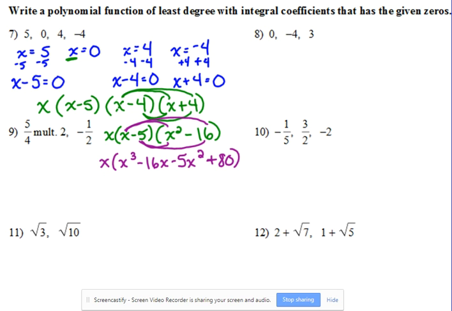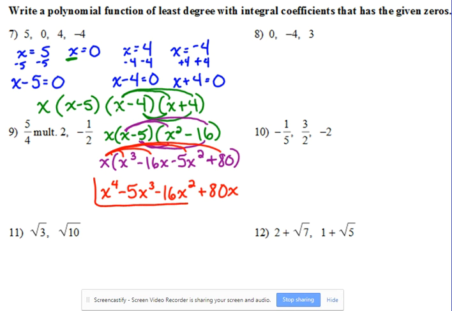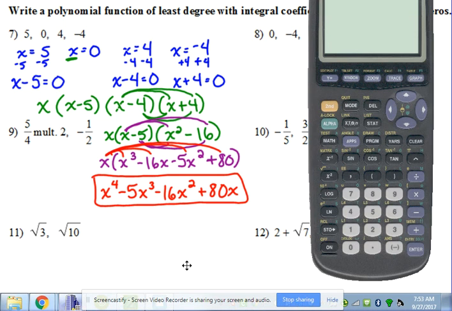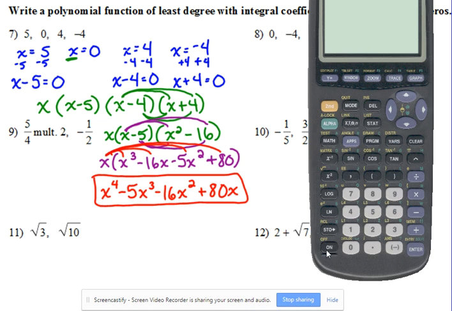Okay, we don't have any like terms to combine right here. We've got x cubed, x squared, and a constant. There's nothing to combine like there normally is. So we're almost there. Last step, we've got to distribute the x. So x times x cubed is x to the 4th. I like it in standard form, so I'm going to go ahead and multiply the x times the negative 5x squared to get negative 5x cubed. And then x times negative 16x is negative 16x squared. And then finally, x times 80 is 80x. So that is the polynomial right there that has 5, 0, 4, and negative 4 as answers.